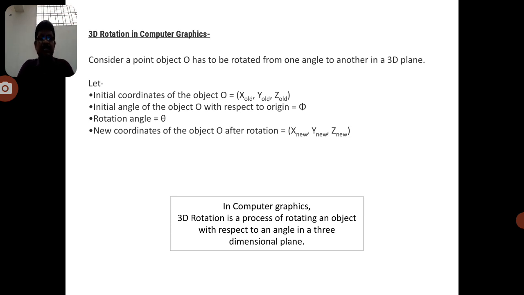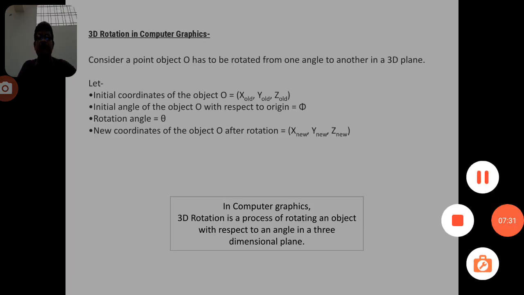So the rotation is taken with the help of the angle only. With a certain angle, the object can be rotated either clockwise or anti-clockwise, based on the given rotation angle theta. Based on that we find the new coordinates after rotation for the given object O. In the next video, I am going to explain the 3D scaling.